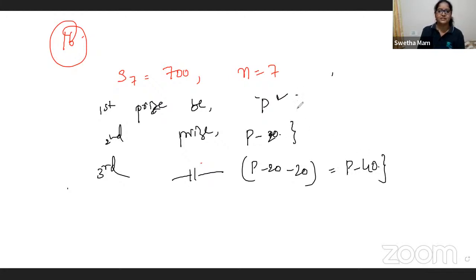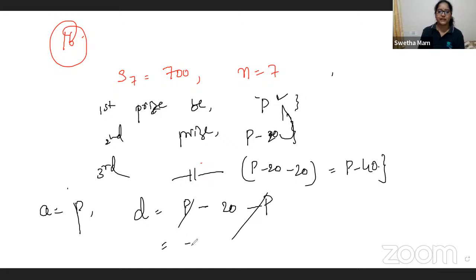That is enough. We should know the first term. Which is the first term here? P. What is D here? That is A2 minus A1, which is P minus 20 minus P. So minus P will cancel. D is equal to minus 20.